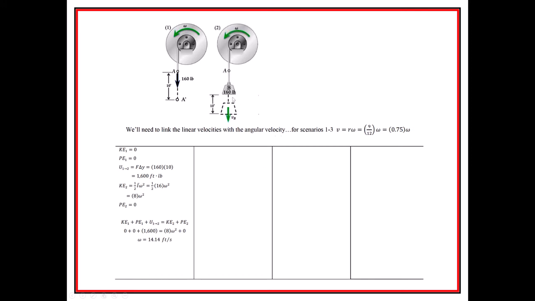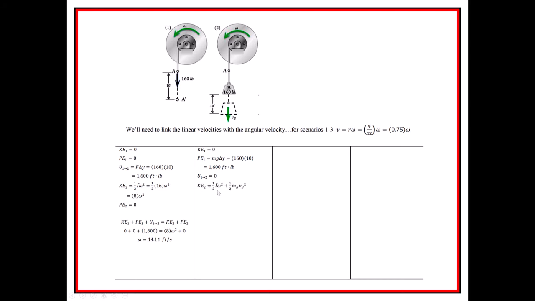So in the second scenario, instead of having a force pulling down, we have a weight or a mass of the same value, but now it too is going to contribute a potential energy. It begins with a potential energy of 1,600 foot-pounds, right? Which is essentially the same thing as this external work, over here on the left-hand side. But in this case, it's a conservation of energy, so there is no external work.